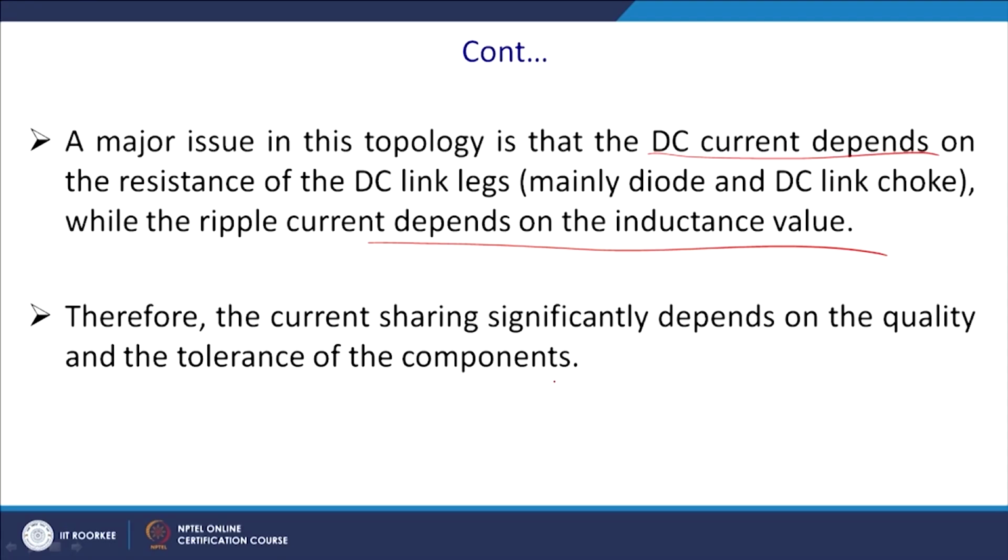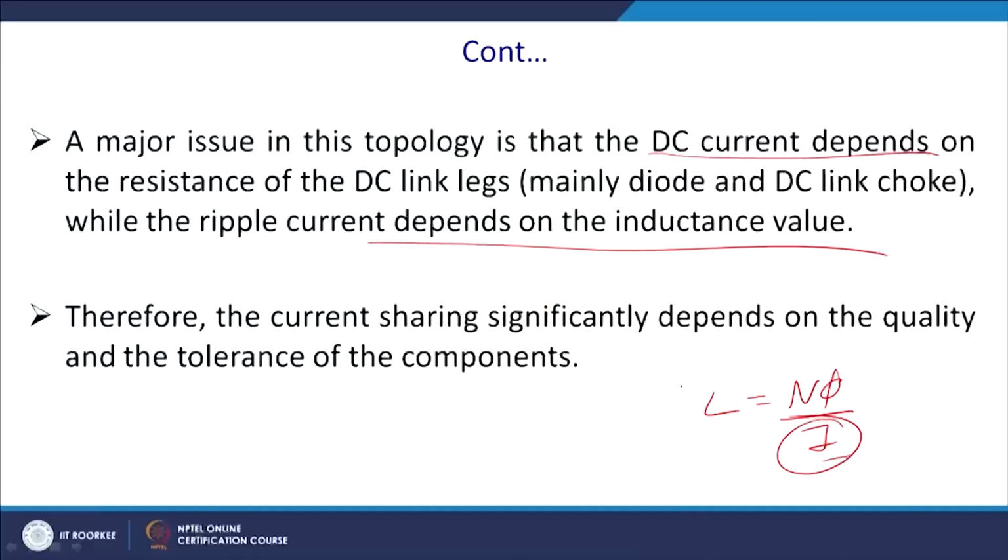Because you know that the material comes into the picture. For example, the cheapest material for making the inductor is the ferrite, but it has a very fast roll off, that means the value of the inductance will drop very fast. You know that L equal to N phi by I, and if it saturates, then if you increase the value of the current, L will come down. So, for this reason, that also depends on the quality of the component and its tolerance.